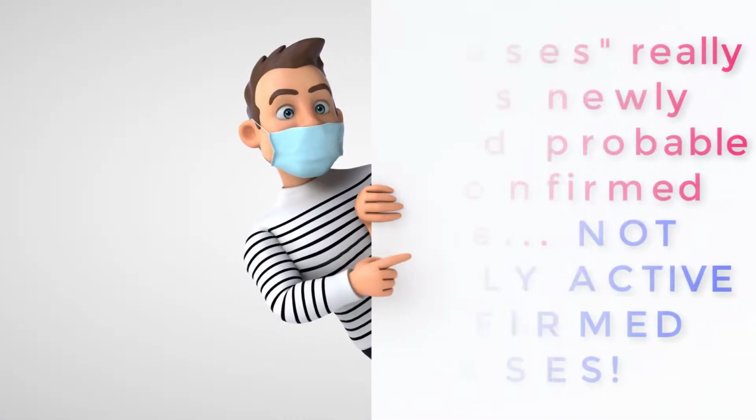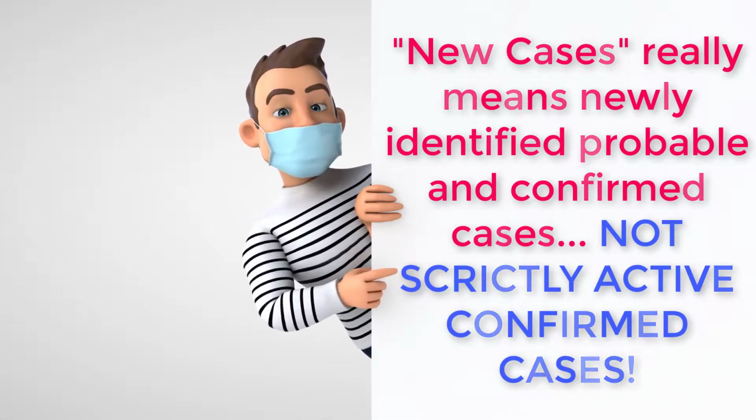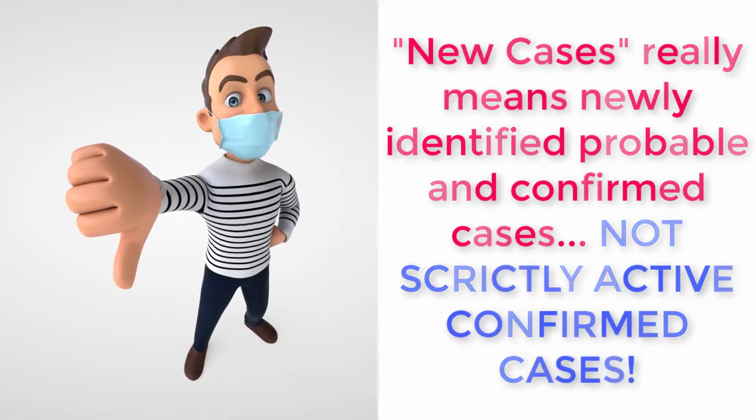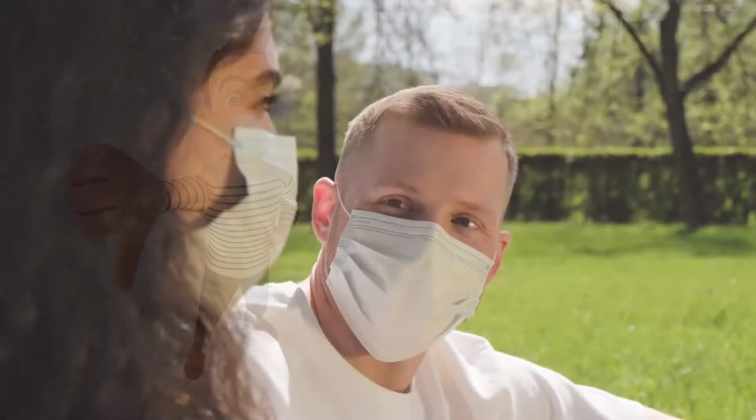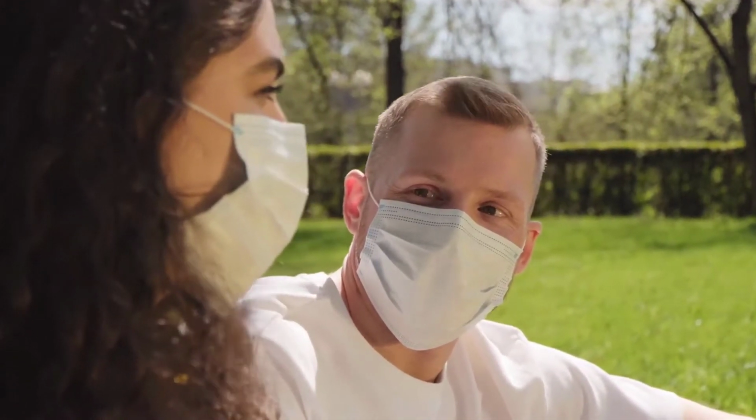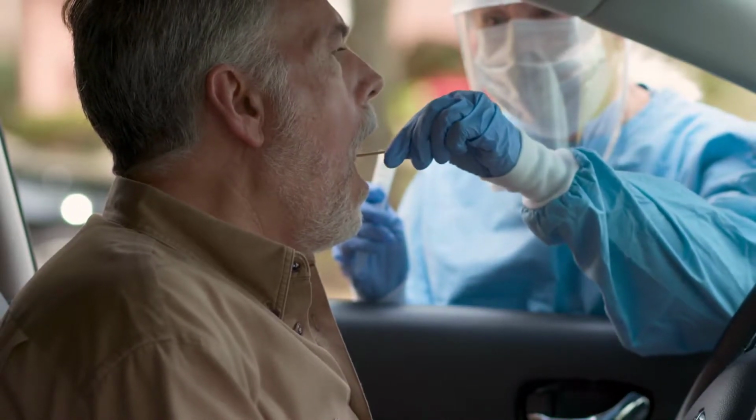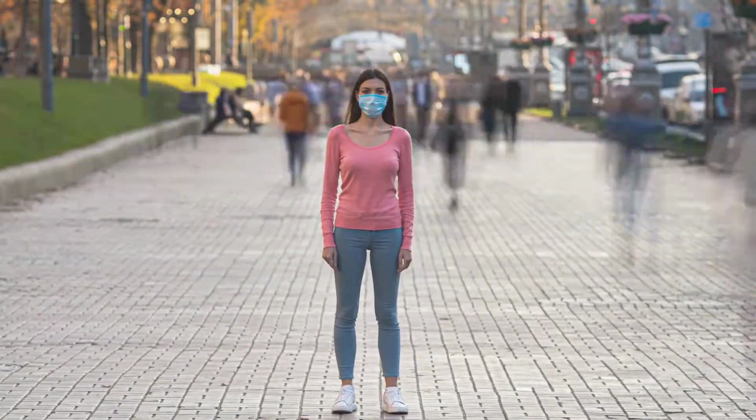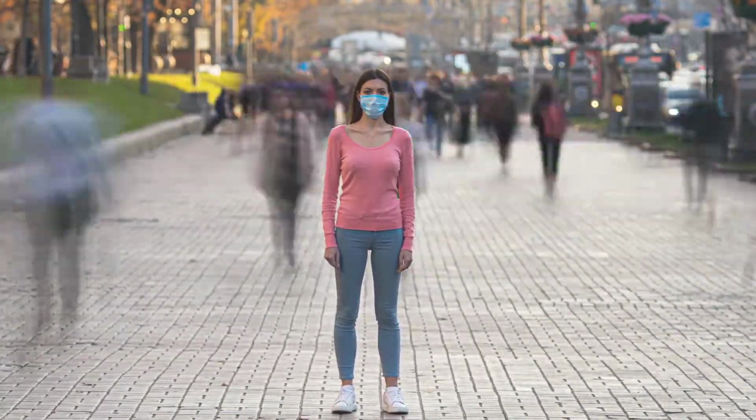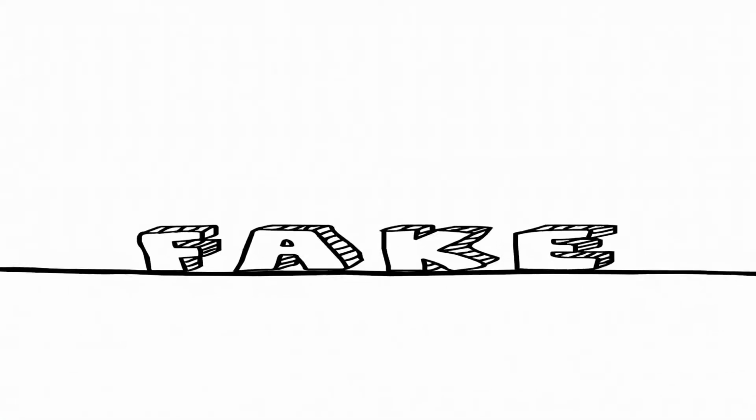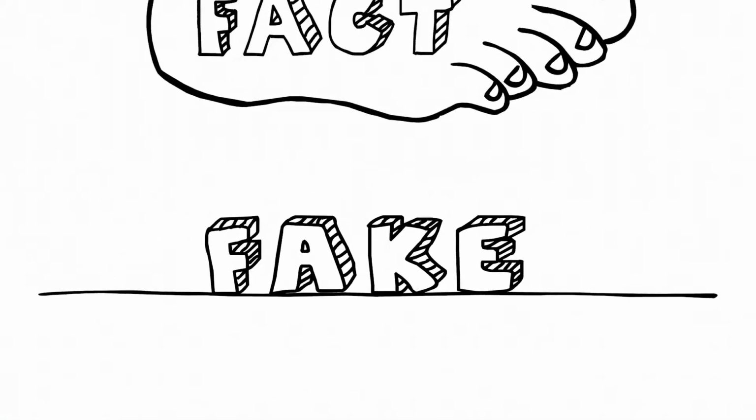What this really means is new probable and confirmed cases combined. This includes anyone that can be categorized under the very broad criteria of probable cases, as well as anyone who has tested positive for the coronavirus antibodies, meaning that they have been exposed to the virus sometime in the past and are not necessarily active cases. When the media uses these numbers to state that the coronavirus is spreading, it is simply inaccurate.